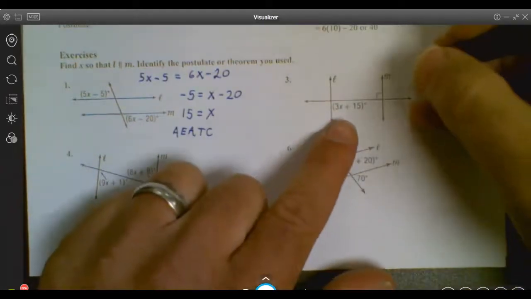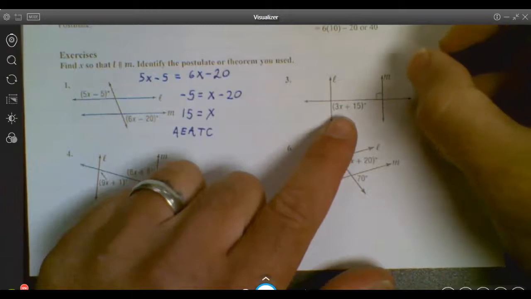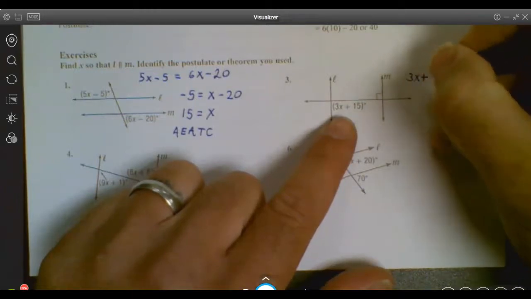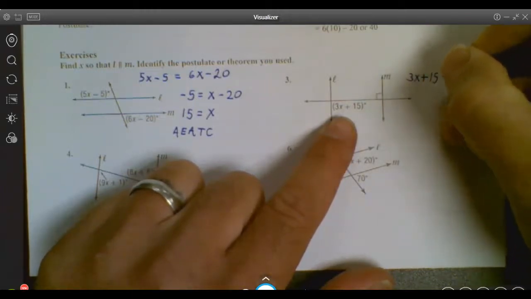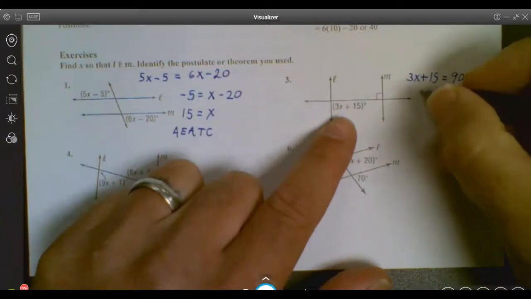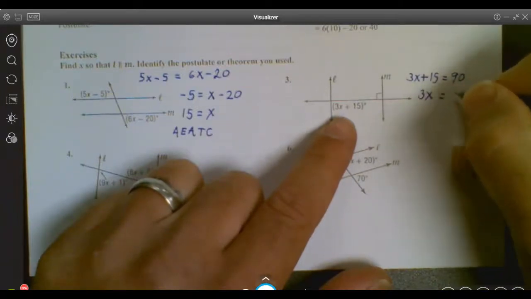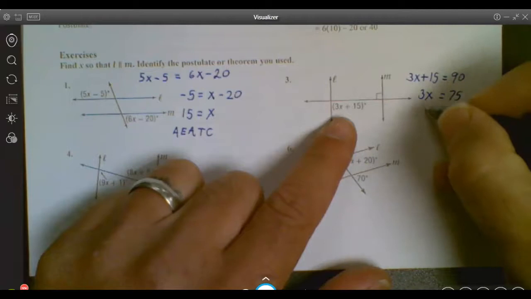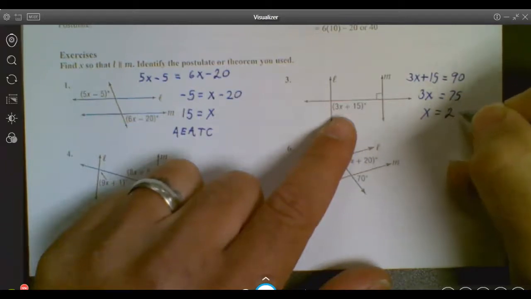So in order for that all to be true, 3x plus 15 would have to equal 90 because the lines are perpendicular. So if we do a little subtraction on that 15, we're going to get 75, divide by 3, and we figure out that x is 25.